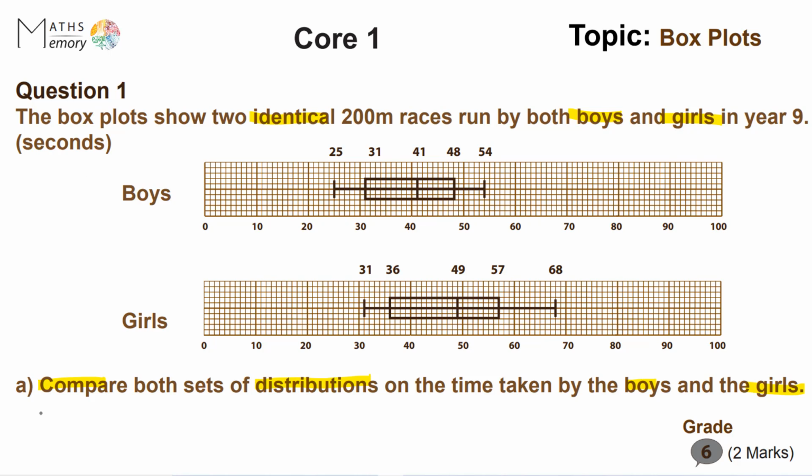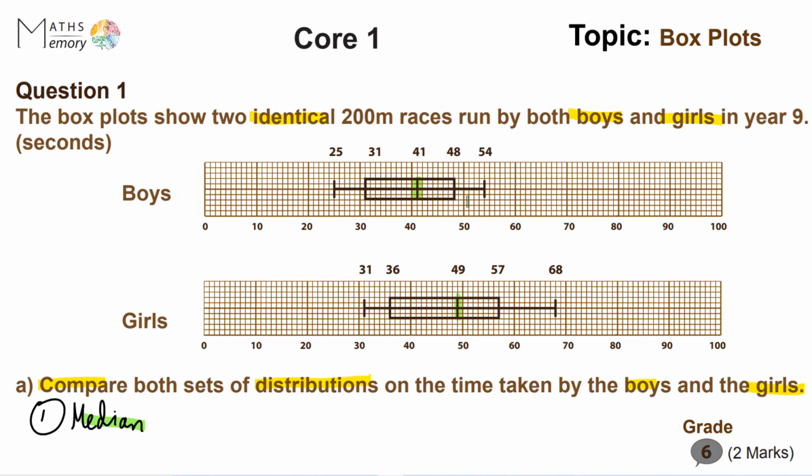So the first thing we need to know is what statistics do we actually compare. So the first thing we do is compare the median, okay? The median or the average for both of these sets of data. So let's take a green one to show for the median, green color. The median for the boys is 41 seconds and for the girls is 49.